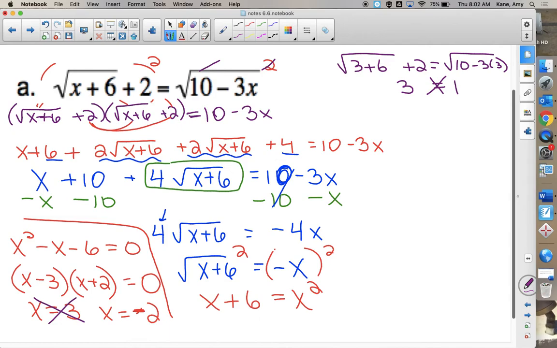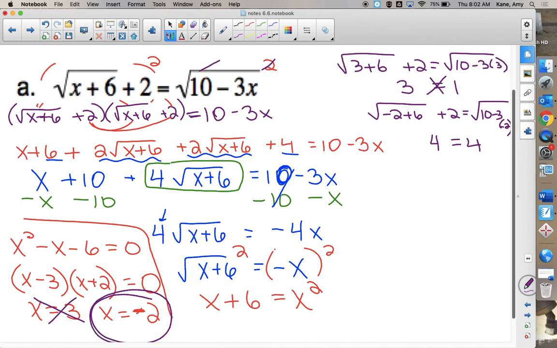Making sure the second one is a solution, plugging it in again. So we have negative 2 plus 6. On the other side, 10 minus 3 times negative 2. Sorry, that got a little tiny there. So Dimitri, over here, you end up with 4, and on the other side, also 4. So 10, and then negative 3 and negative 2 is a positive 6. So we end up with the square root of 16, and over here we also end up with the 4. So that means the 2 is the solution.